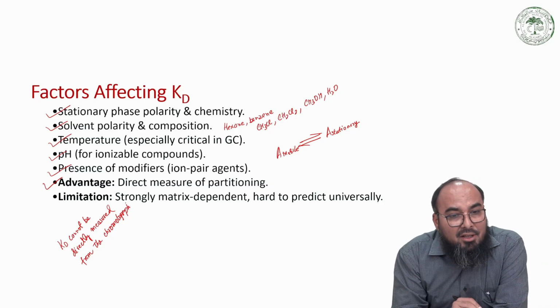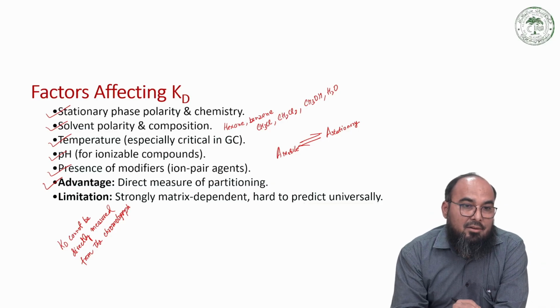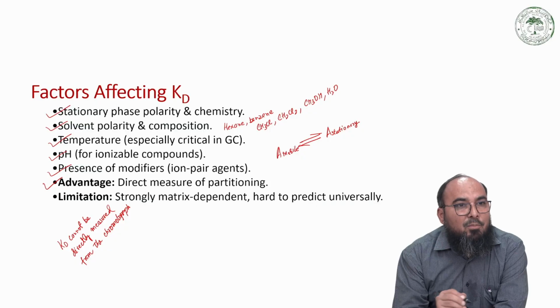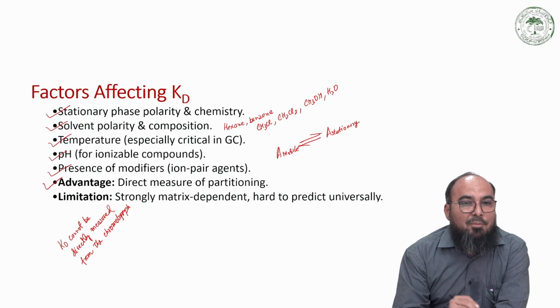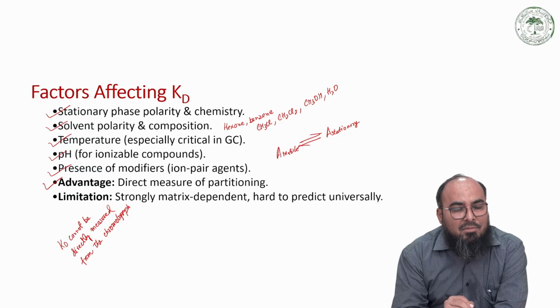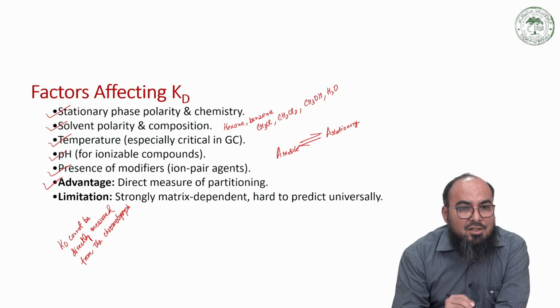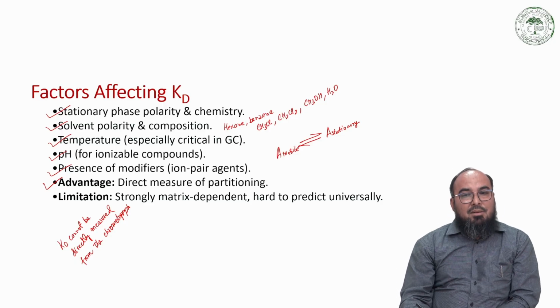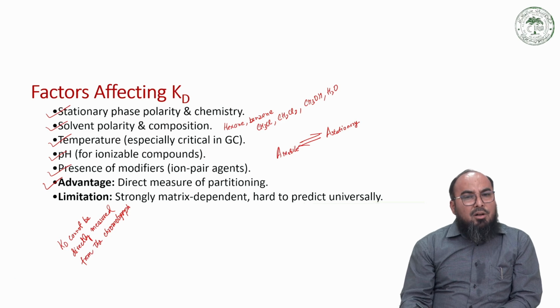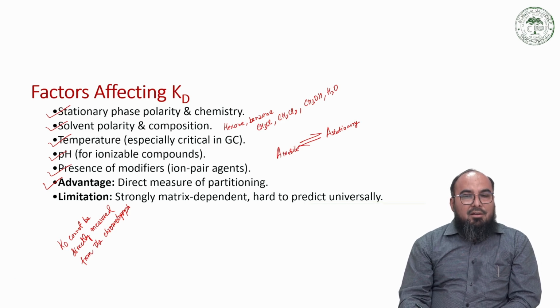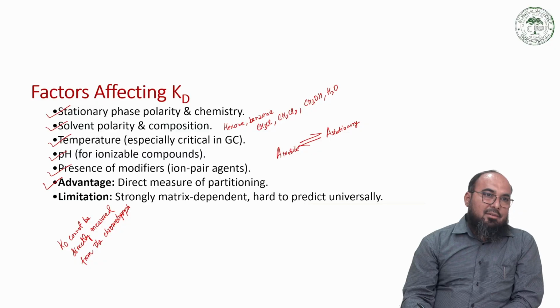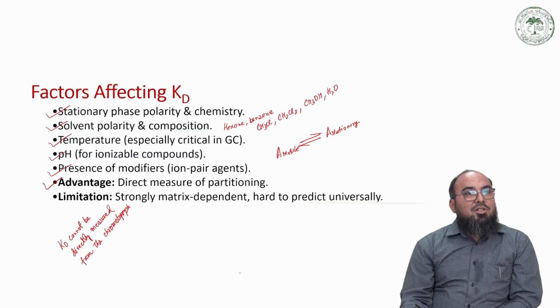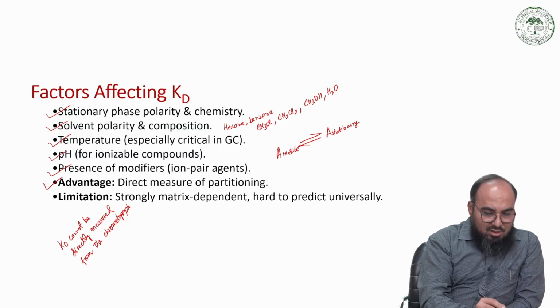And the second limitation is that it is strongly matrix dependent, because the polarity and non-polarity come into play. If we have a combination of polar, then it's fine. And sometimes it interacts very much with the solute, and the elution becomes a problem. That is why the matrix sometimes creates problems. And we cannot predict a sample before running, because we never know what type of interaction it is going to hold. So this is the limitation.